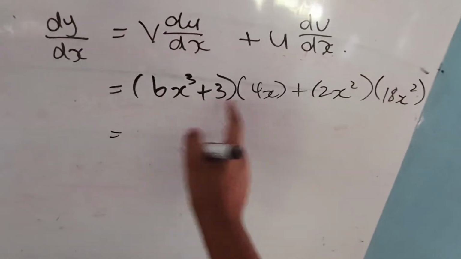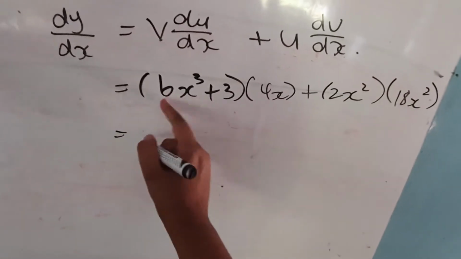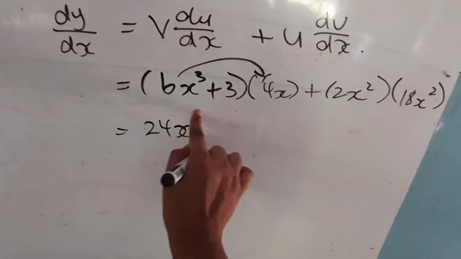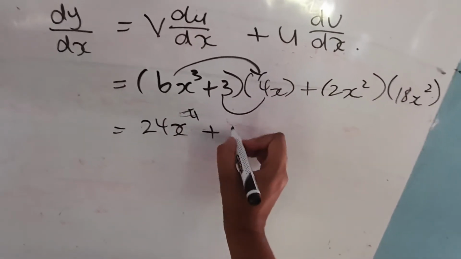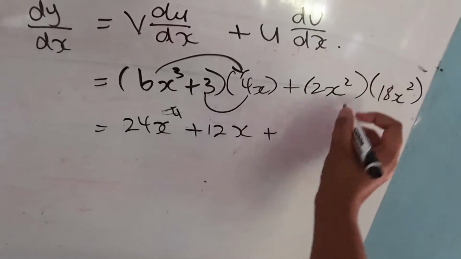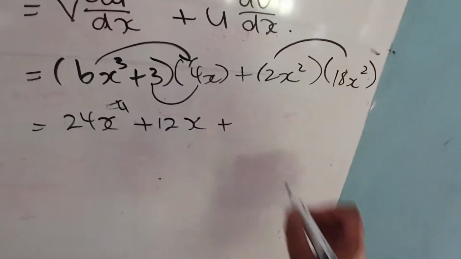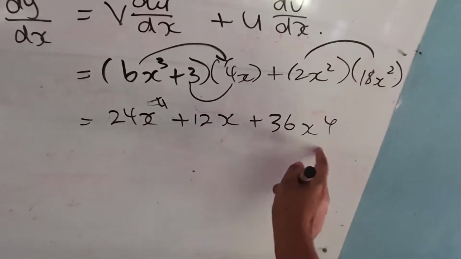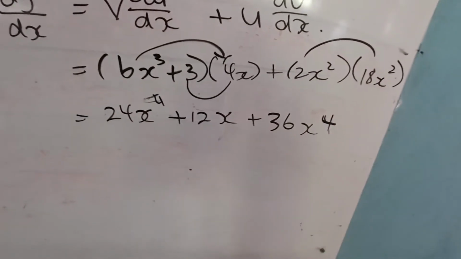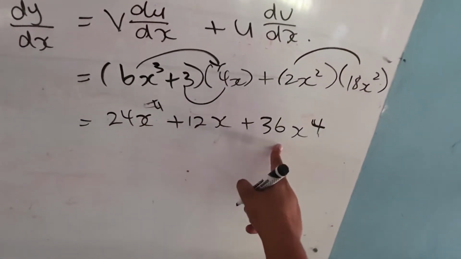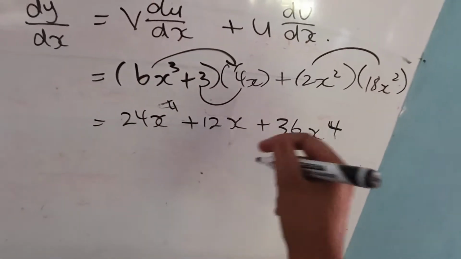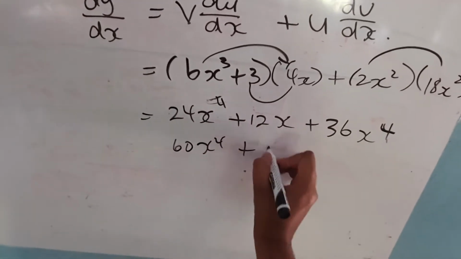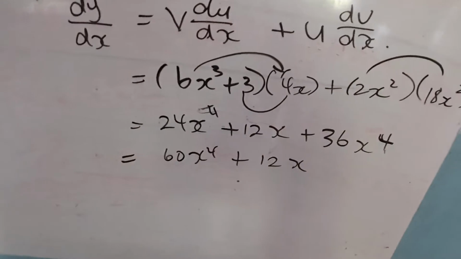Okay, so if I multiply all of this, I'm going to get 24x to the power 4 plus 4 3s are 12x. Here we're going to get 18 by 2 is 36 x to the power 4, right? So we have x to the power 4 and x to the power 4. Let me just write that later. Right, so 24 plus 36 is 60. Yes, we got 60. 60x to the power 4 plus 12x. And that's your final answer.